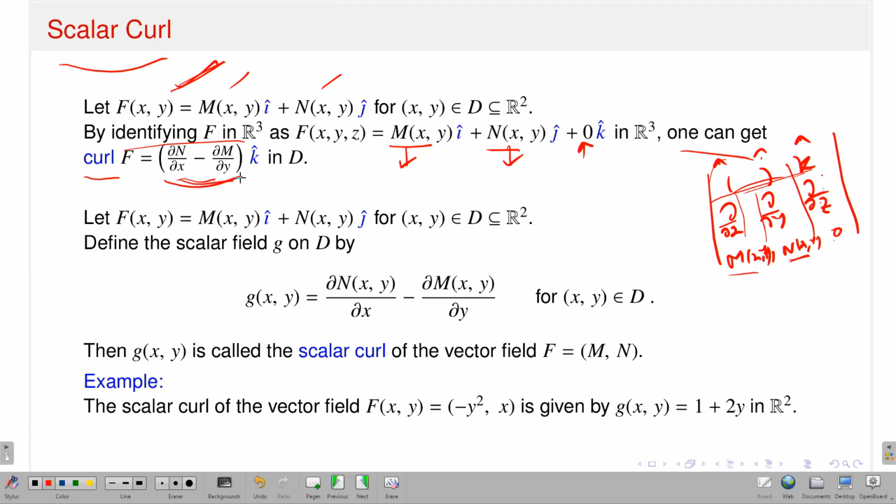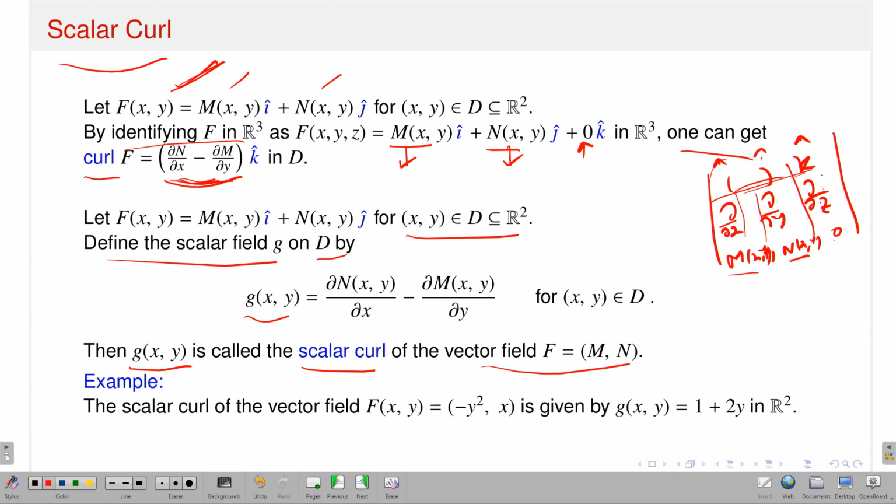Therefore, if I have a vector field capital F whose components are capital M and capital N in R2, I can identify that capital F in R3, and if I calculate the curl, it is exactly equal to this one. So let capital F, which is capital M i cap plus capital N j cap for (x,y) in R2. Define the scalar field G on D by G(x,y) equal to del N del x minus del M del y. I am defining the scalar field on my domain D, a subset of R2. Then this function G(x,y) is called the scalar curl of the vector field capital F, (M, N). Okay. So, that is the definition.